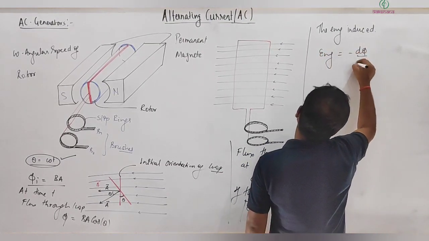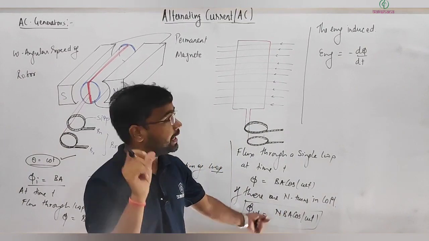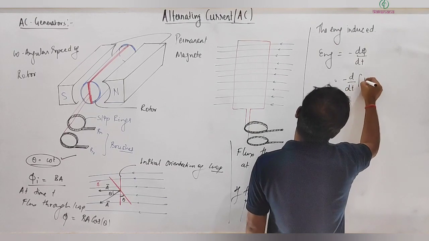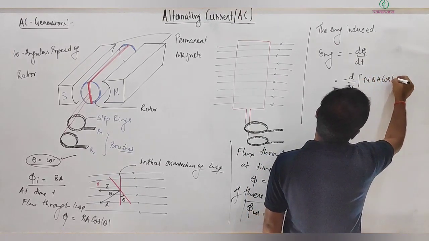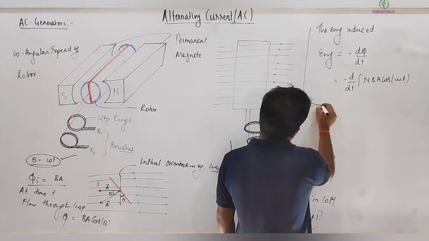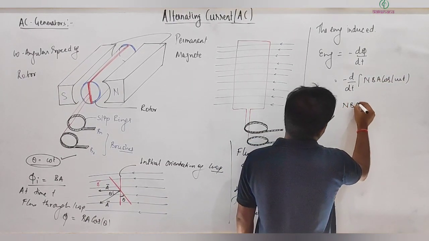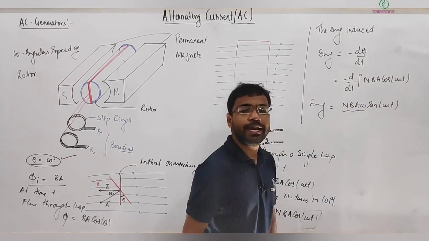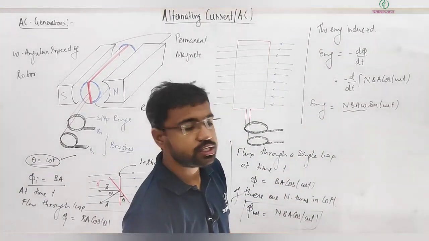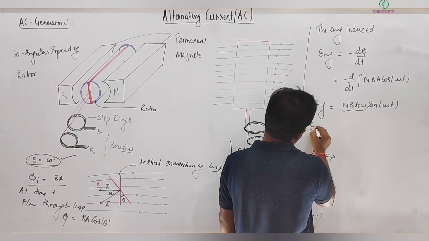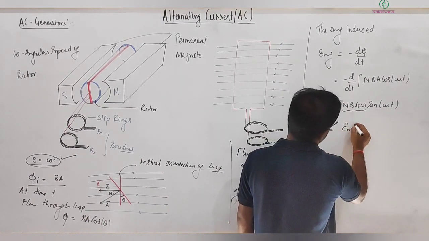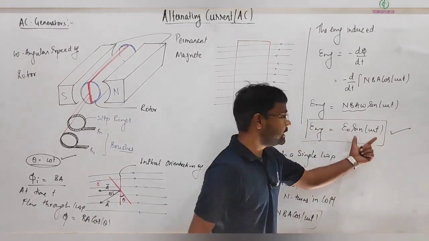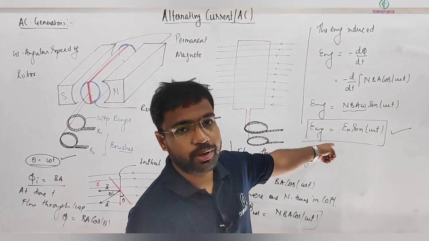Minus of d phi by dt. This is phi, I can differentiate that, so then it will be minus d by dt of NBA cos of omega t, and the EMF I am finally getting is NBA omega sine of omega t. This quantity we write as the magnitude, or we also call it the peak value. EMF is equal to some E naught into sine of omega t, and this is what exactly we are getting. This is alternating EMF, alternating voltage.